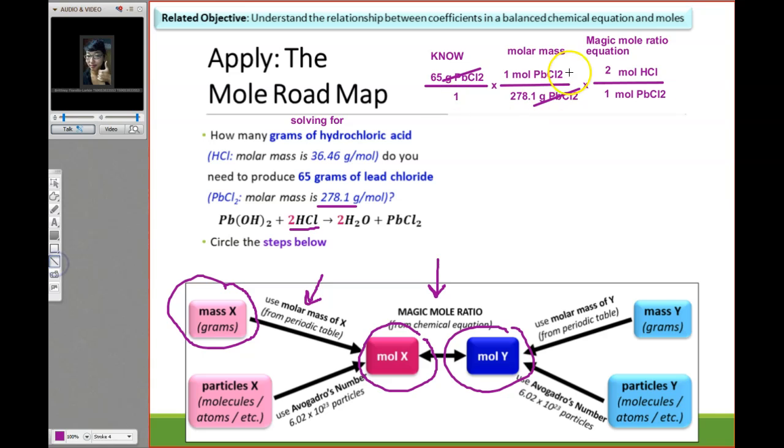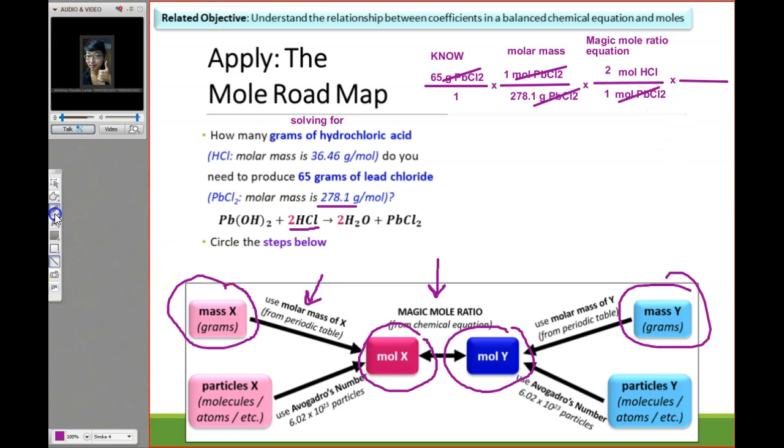That's great. But now we need to get rid of moles of hydrochloric acid and finally get to our grams. So we're trying to get to our grams right here, the mass of hydrochloric acid. So we need one more step here, and then we're almost done. So multiply by this. All right, and our last step here comes from the molar mass.